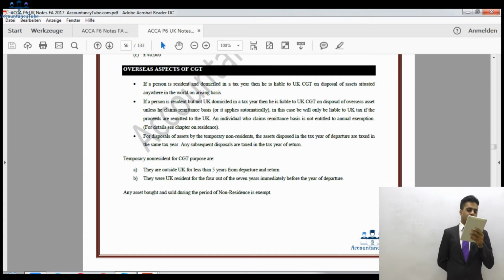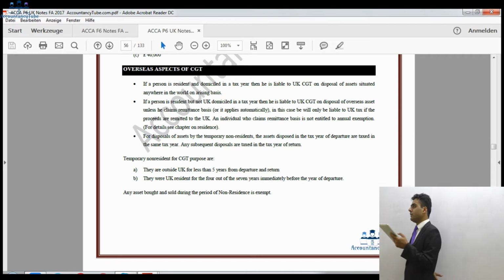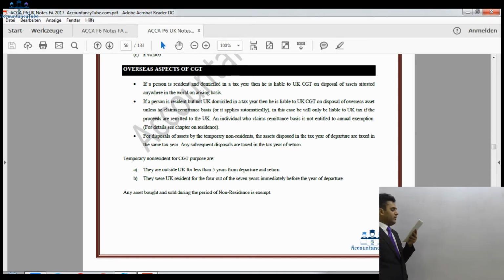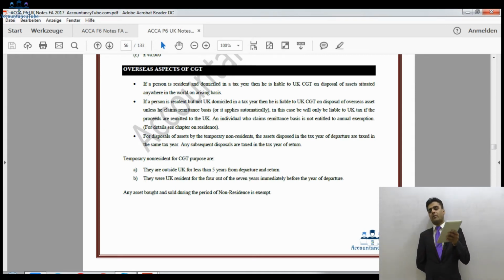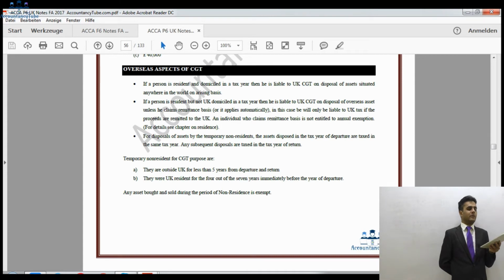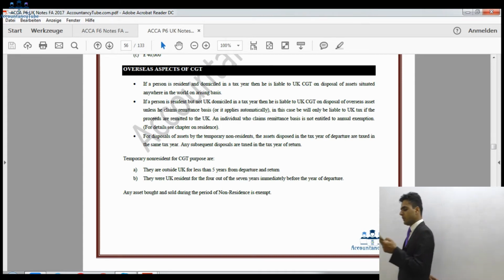Now, after that, it says a temporary non-resident for CGT purposes is someone who is outside the UK for less than 5 years from the year of departure and the year of return. They were UK resident for 4 out of the previous 7 years immediately before the year of departure. So that is the criteria for a temporary non-resident, and it is very, very common for the examiner to ask this in the exam. Now after that it says any assets bought and sold during the period of non-residence are exempt, as I explained to you earlier. When I am not in the UK, I'm buying and selling the asset, it will be exempt for capital gains tax purposes.